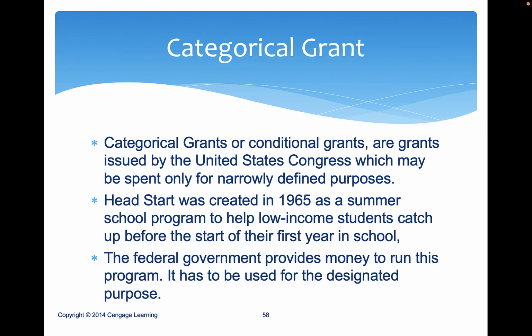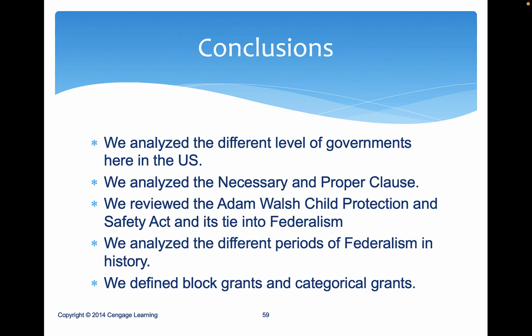Categorical grants are issued by Congress, and there are only for one narrow purpose. The best example I have is Head Start. Head Start was created in 1965 as a summer school program to help low-income students catch up before the start of their first year in school. It's kind of like a pre-K where students learn, not just daycare, they learn basic math skills, basic language skills, and those interaction skills that you get by getting to know other people. So Head Start is a program that when the federal government puts money toward it, it has to be used for that. So that's where it's for a specific category.